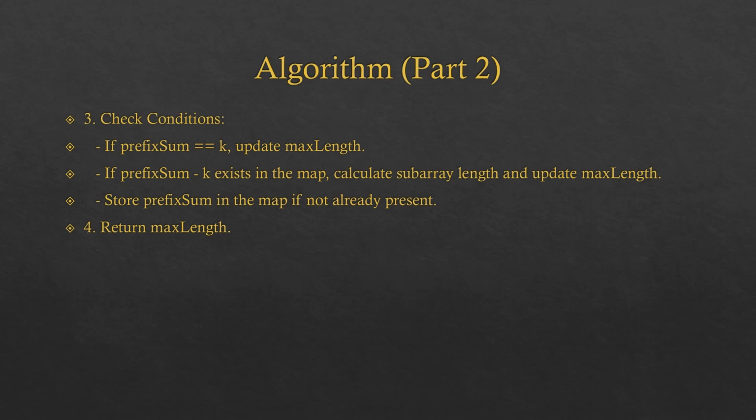The algorithm works as follows. If the prefix sum equals k, we update the max length to the current index plus 1. If the difference between the current prefix sum and k exists in the hash map, we calculate the length of the subarray and update the max length. Finally, we store the prefix sum in the map if it's not already there.